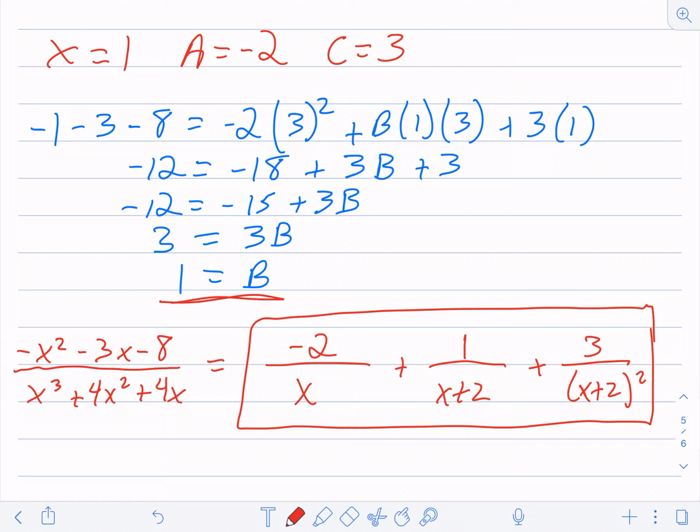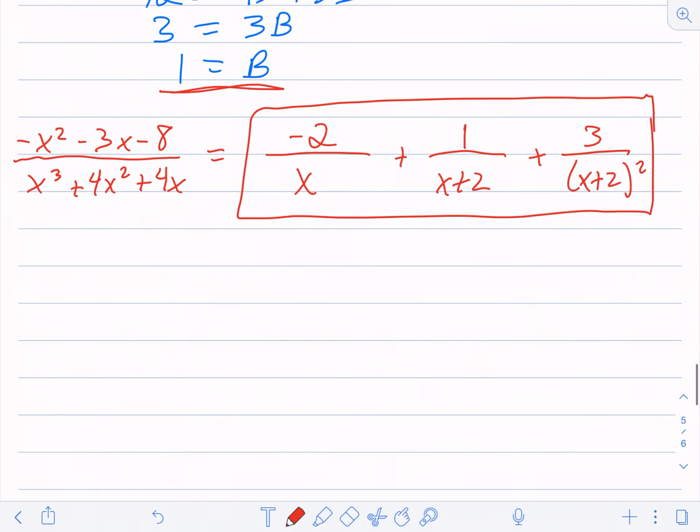So again, I broke it up and I solved for a, b, and c. That one was a little more complex because we had 3 terms and we had a repeated factor of x plus 2 in my second one. So that's it. So here's the assignment for this week.